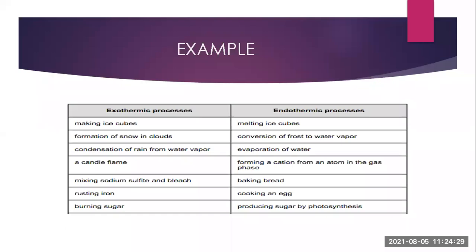Whereas in endothermic processes, cooking and photosynthesis are endothermic processes. When you cook an egg, naturally it will absorb heat energy. And in the process of photosynthesis, what happens? Light is taken up along with water and carbon dioxide, and it makes glucose or food, that is, it produces sugar by the process of photosynthesis. That means it is gaining energy. So that's why it is an endothermic process.